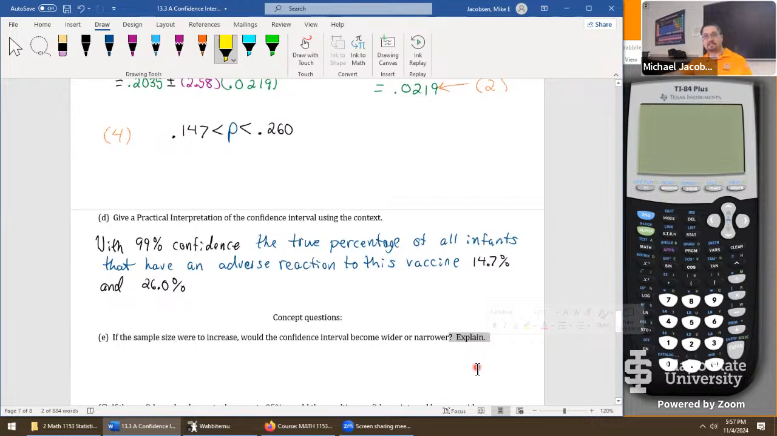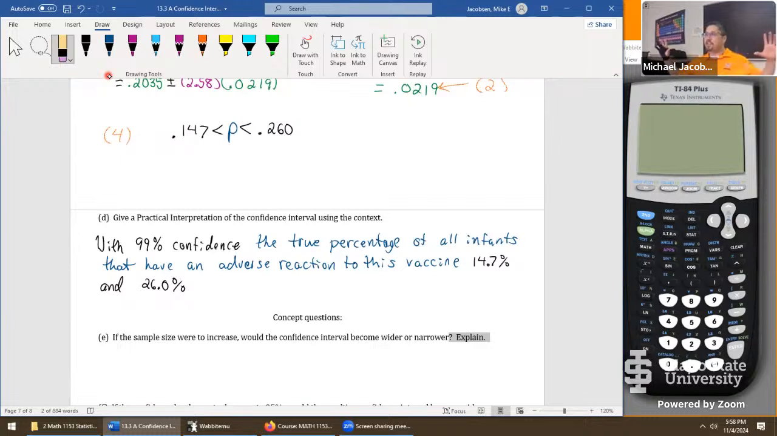Narrower on what? Is there a graph that we need? The interval is from 0.147 to 0.260. Maybe by narrower, it could turn into something like 0.18 less than p less than maybe 0.22. So this would be a narrower version, and the other one would be wider. By narrower, we just mean the lower end and the upper end are getting closer and closer. And that's good in a certain sense.